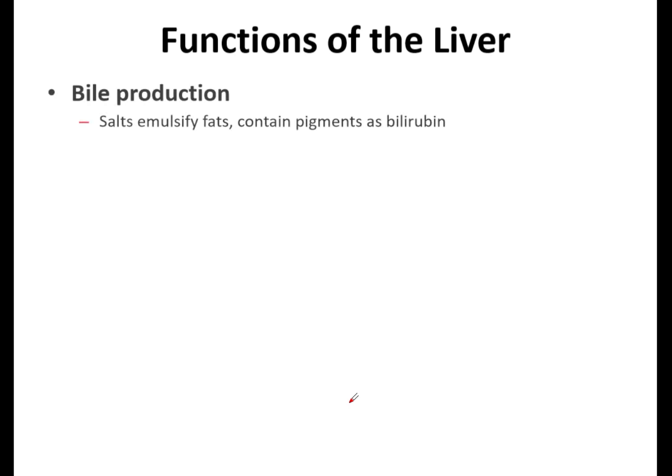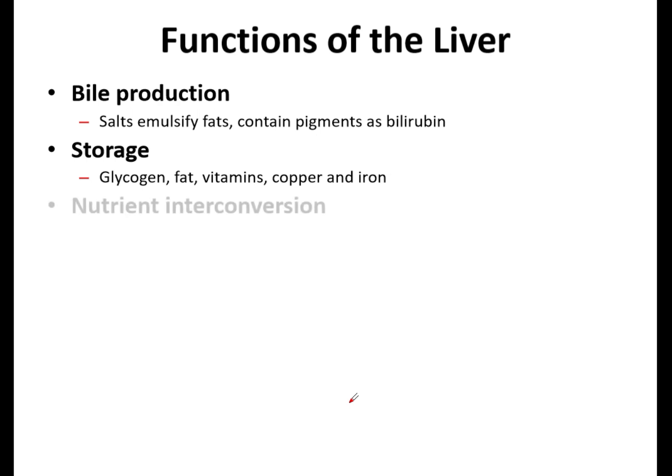Next, the functions of the liver. Mainly bile production, storage function, detoxification, and phagocytosis. One by one: in bile production, bile salts emulsify fat, and bile contains a pigment called bilirubin. The storage function covers glycogen, fat, vitamins, copper, and iron.